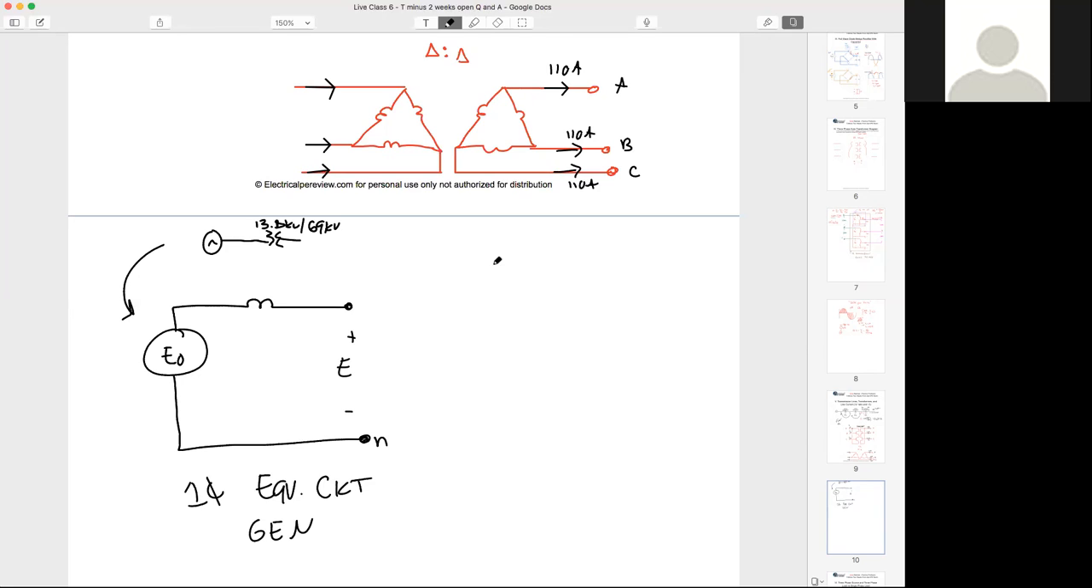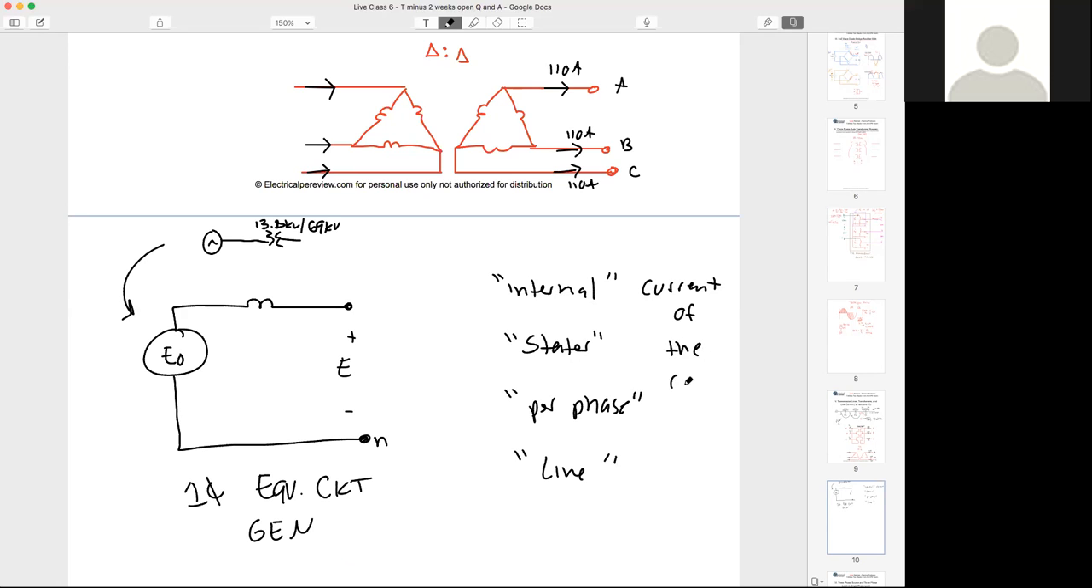So guess what? Now, if that question asks, what is the internal generator current? So what is the internal current? What is the stator current? What is the per phase current? What is the line current? I go on and on. Current of the generator. If the question asks for that, how would we find that?